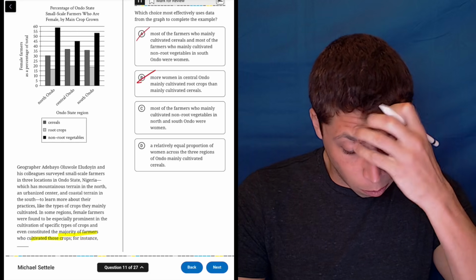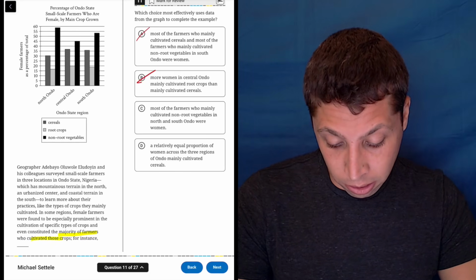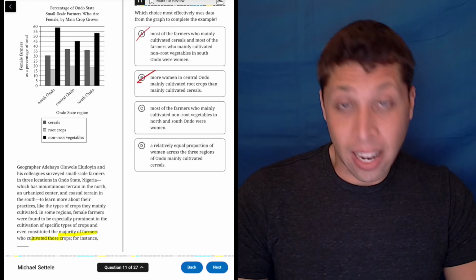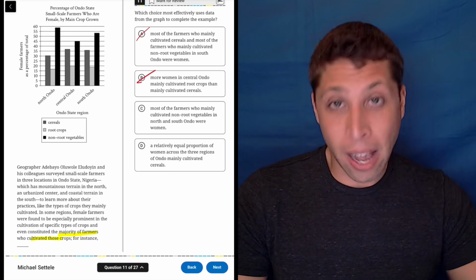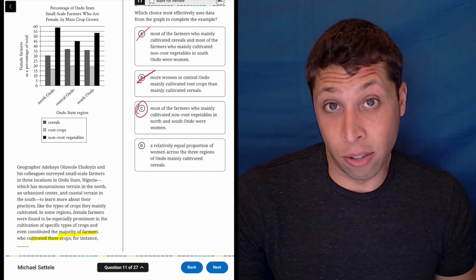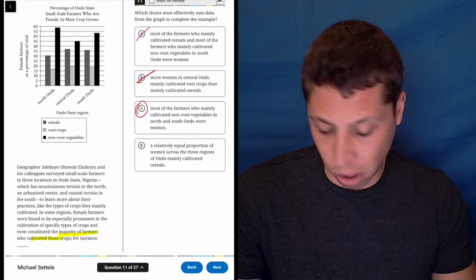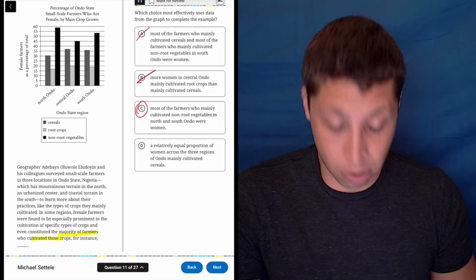D, a relatively equal proportion of women across the three regions of Ondo mainly cultivated cereals. I guess that's kind of true, but that has nothing to do with what the passage is saying. So I would say D is true, but not relevant. C is true and matters. We want something where the women are the majority. So that seems to match with C. So that seems right to me.